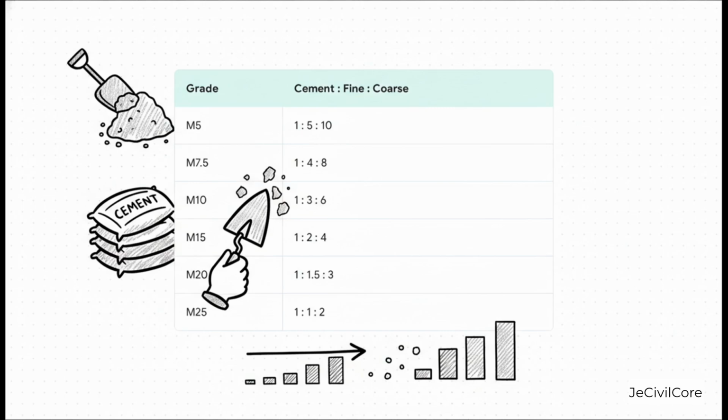As you go down to a stronger grade like M25, the ratio changes to 1, 1, 2. See that? You're using a lot more cement compared to the aggregates. That's the key relationship to remember.